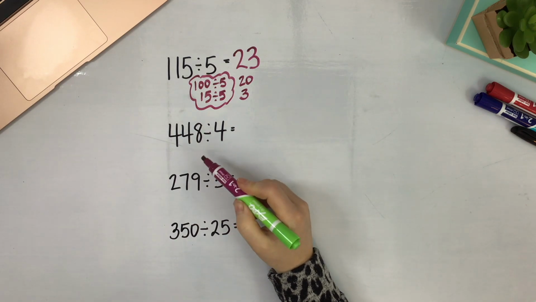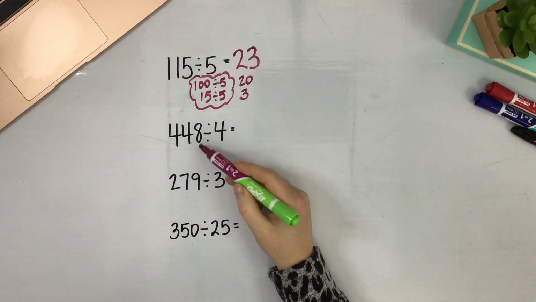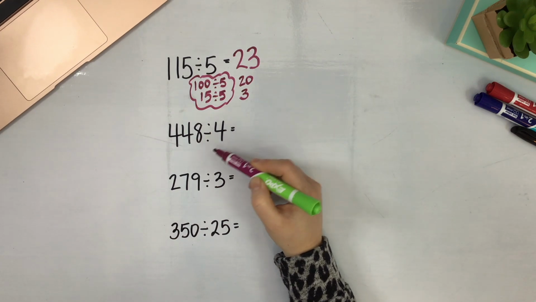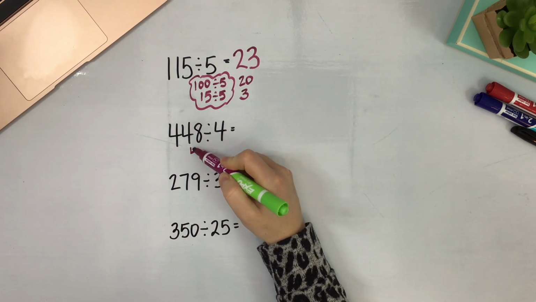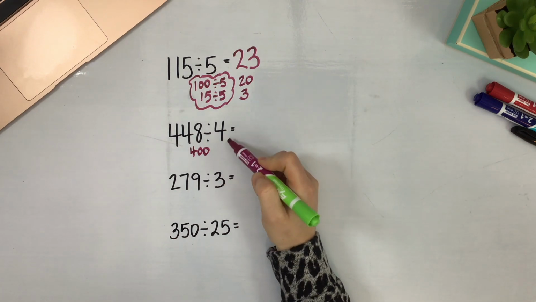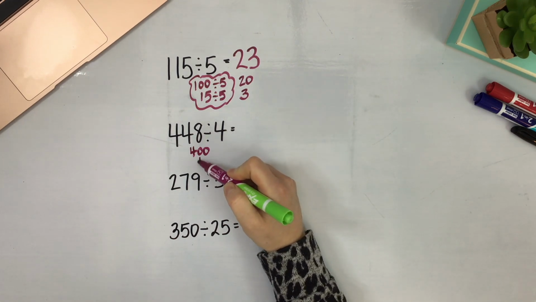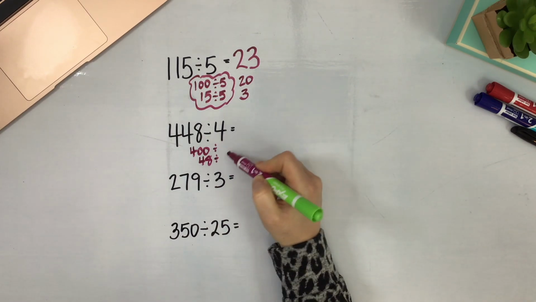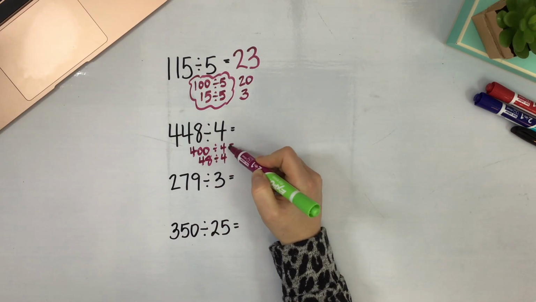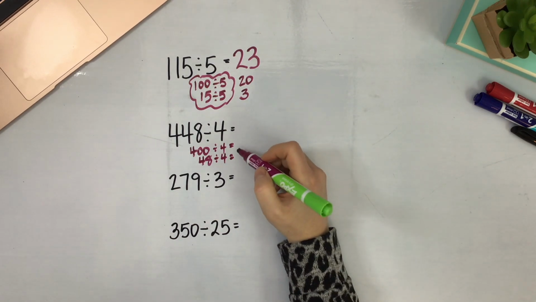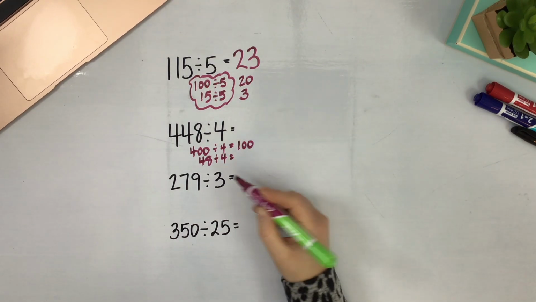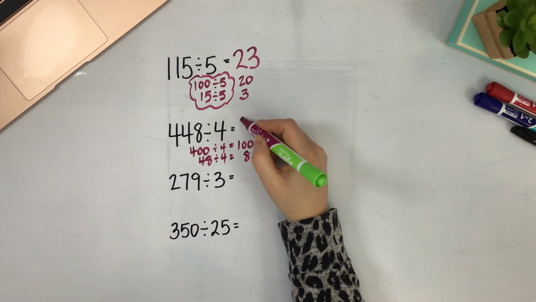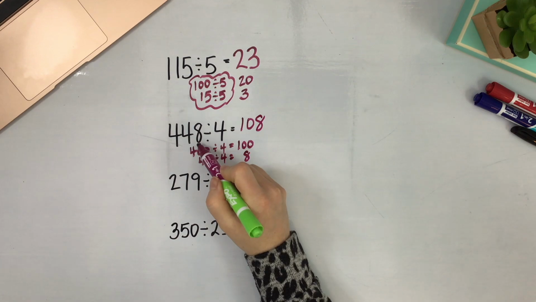448 divided by 4. Now when we're breaking them up into the partial quotients, we definitely want to pay attention to what our divisor is, because we want to pick pieces that are divisible by 4 in this case. So I'm going to pick 400 and 48 because they can both easily divide by 4. 400 divided by 4 is 100. 48 divided by 4 is 12. Put them all together and we have a final answer of 112.